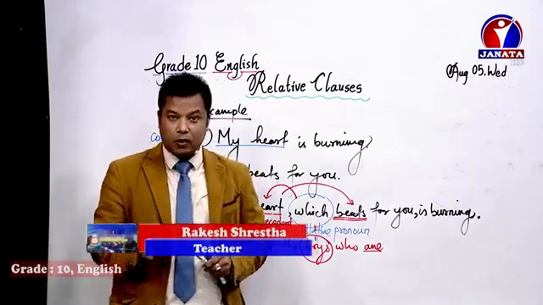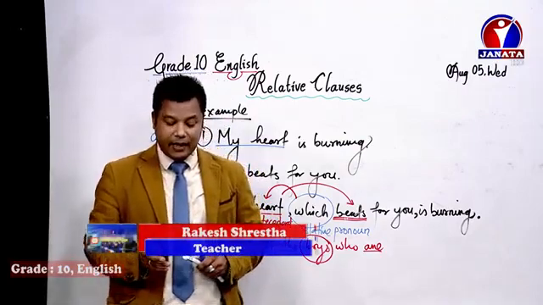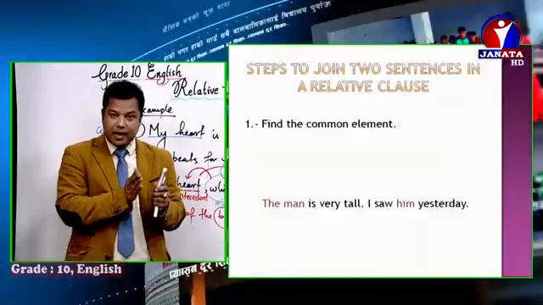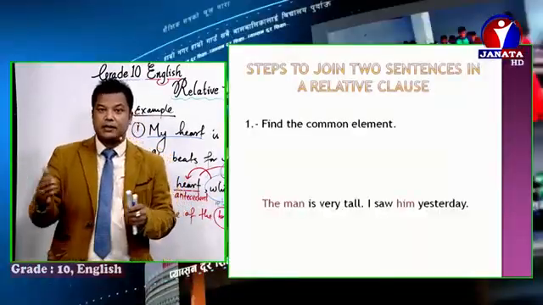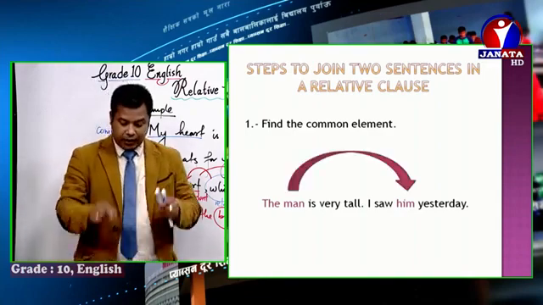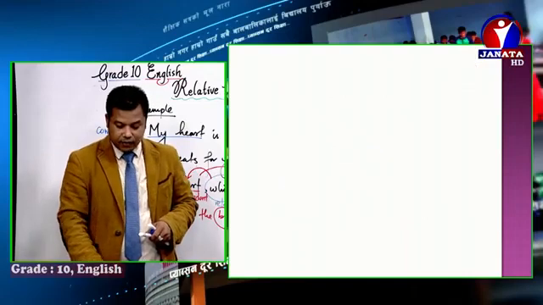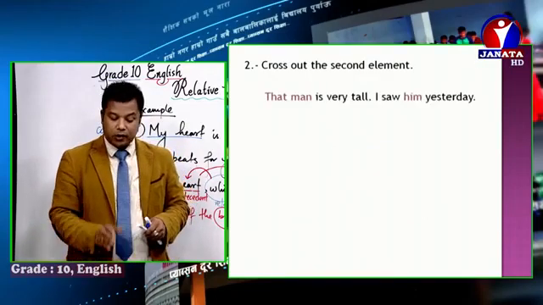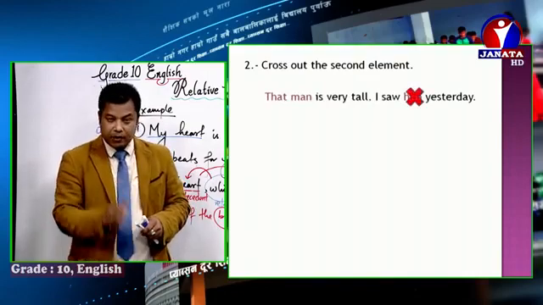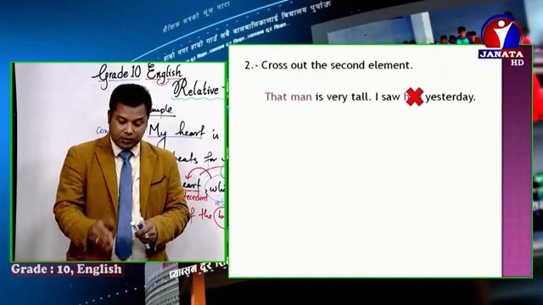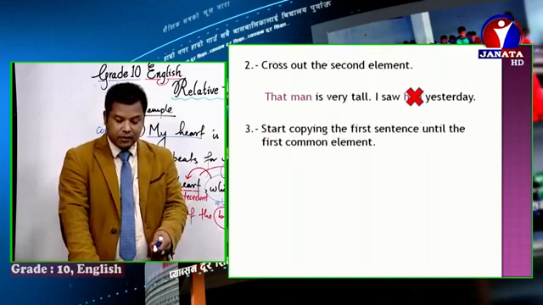The man is very tall. That is the first sentence. I saw him yesterday. Now, if you identify the common element, they're highlighted. The man in the first sentence and him in the second sentence both mean the same; the arrow shows you that. Step 2, cross out the second element because you're not going to use that. So probably this is how you're going to study. All right, crossing out. Why? The next step will explain that.